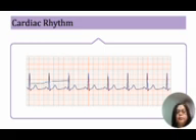Normal, normal, normal. P, Q, R, S, T. They are all present in every waveform. And in the 6-second strip, we are counting the R to R. 1, 2, 3, 4. 1, 2, 3, 4, 5, 6, 7.